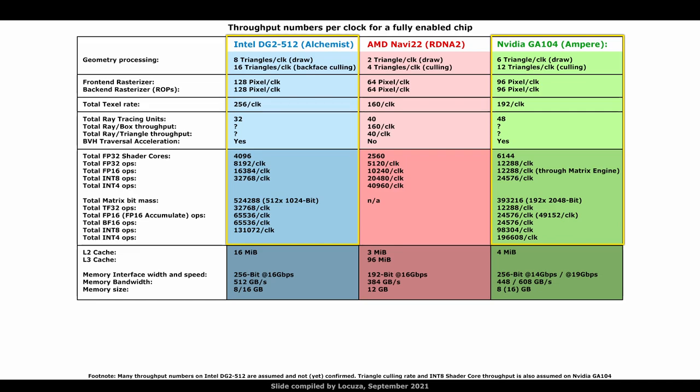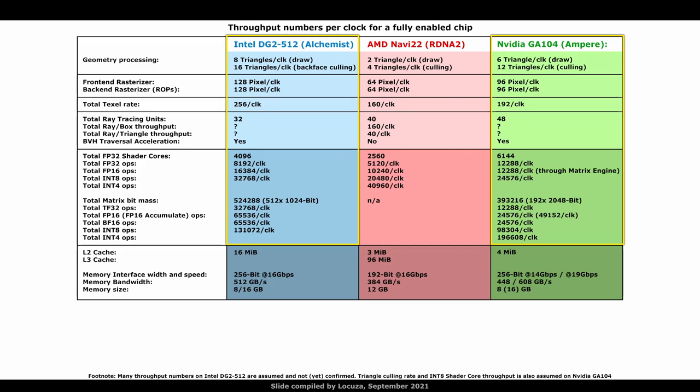The comparison between DG2 and the GA104 appears much more even, where each chip has some points speaking for it. On Intel's chip, it's the massive 3D front and backend. Neither AMD nor Nvidia built a gaming chip yet that has 8 geometry engines and rasterizer plus a pixel rate of 128 per clock.